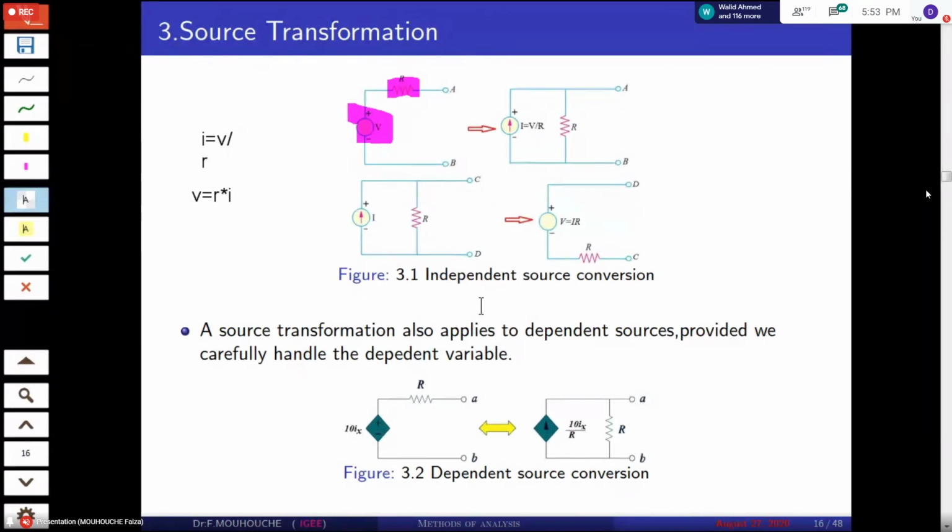The same principle is applied to the dependent sources, provided we carefully handle the dependent variables. Here we have, for example, a dependent voltage source, and the series resistance is converted to a current source with parallel resistance.